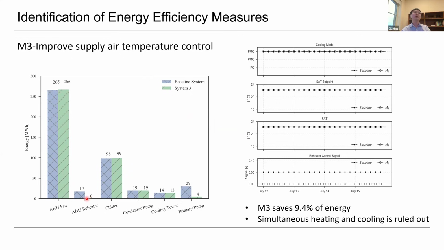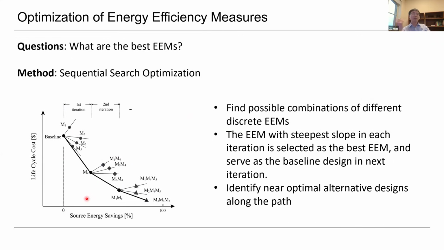Okay. And so the next step is, okay, now we proposed three energy efficiency measures. We want to know what is the best and optimal combination of these, right? Probably M1, M2, M3, right? Currently, what we evaluated is the individual EEM, right? And what we do is we use what is called a sequential search optimization. So basically, we optimize the EEMs one at a time, okay?